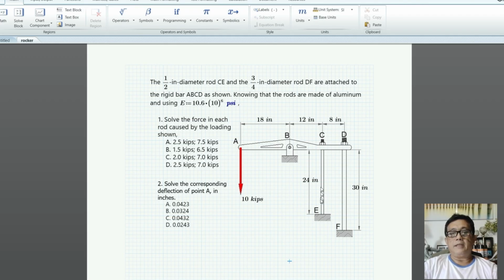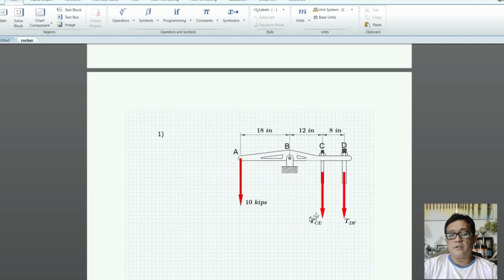To be able to determine the forces in each rod, we are going to cut these rods and draw the free body diagram. So here are the internal forces in each rod. We call this one T sub CE and this one is T sub DF. These two rods are in tension because of the 10 kips pull here at point A. Since B is pinned, pulling A here will cause tension in each rod. So T sub CE and T sub DF is represented by tensile forces here.